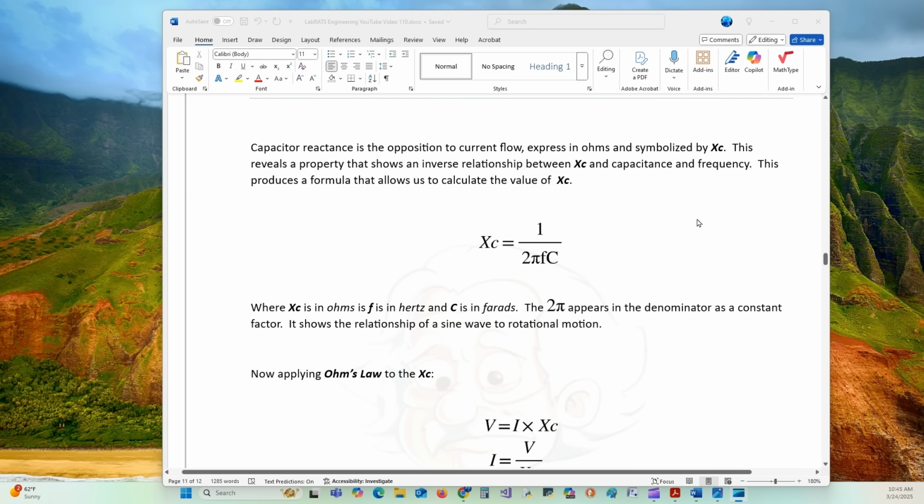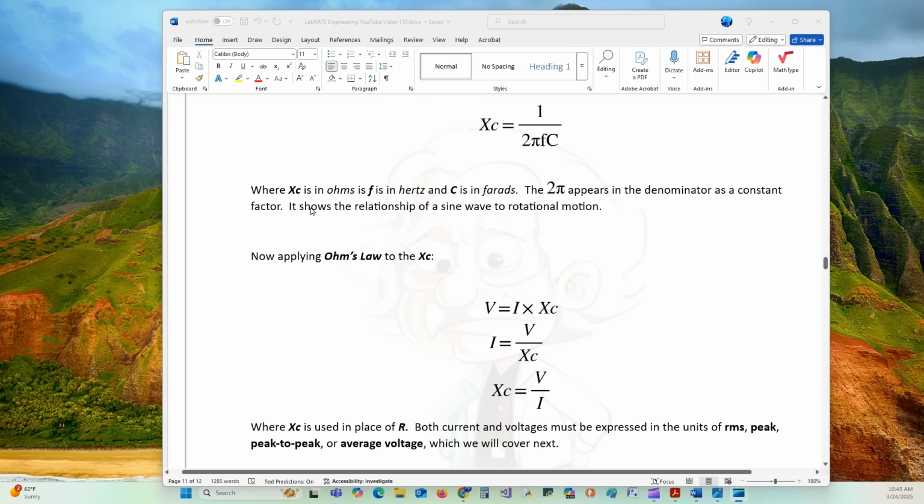Capacitor reactance is the opposition to current flow, expressed in ohms and symbolized by XC. This reveals a property that shows an inverse relationship between XC and the capacitance and frequency. This produces a formula that allows us to calculate the value of XC. XC is equal to 1 over 2 pi FC, where XC is in ohms, F is in hertz, C is in farads. The 2 pi appears in the denominator as a constant factor.